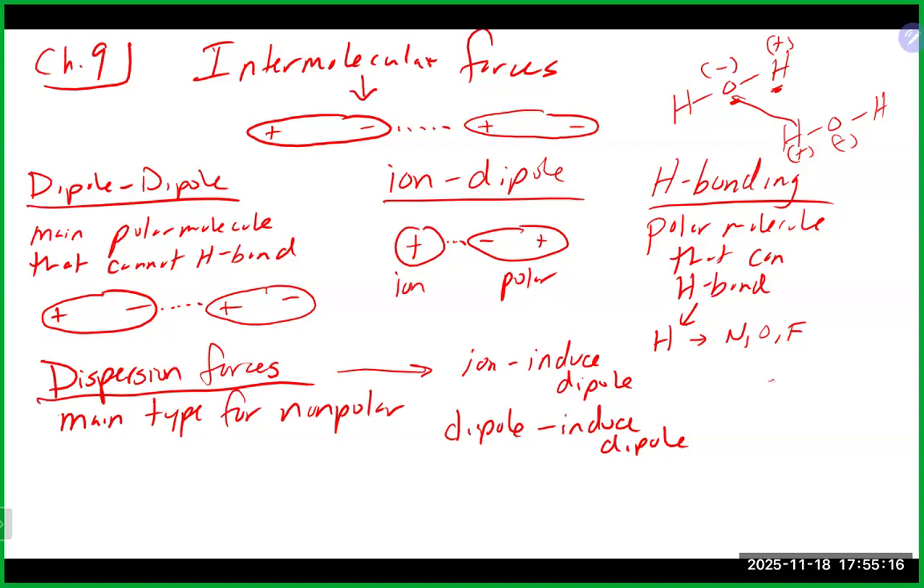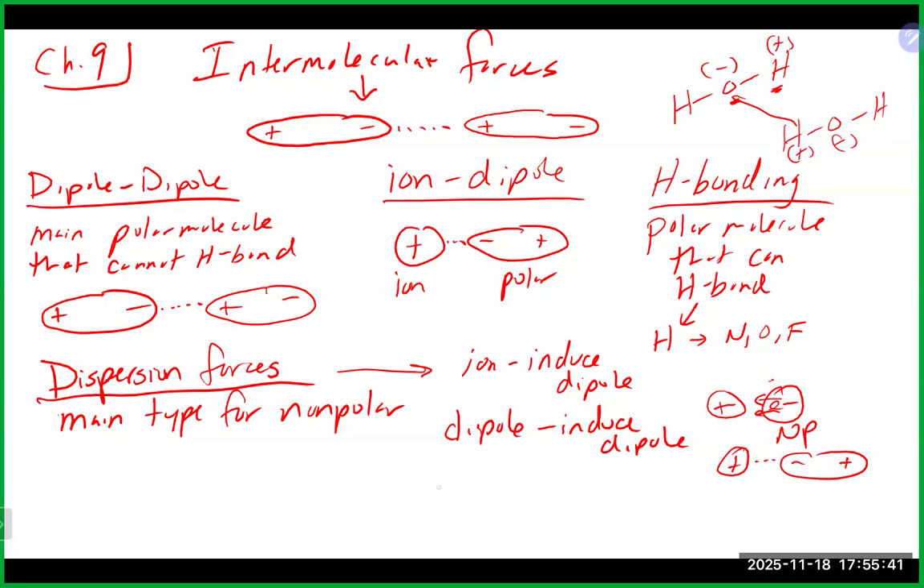And that's pretty much the deal. Like if you have a nonpolar molecule and you roll up an ion next to it, temporarily the electrons in this guy are going to be attracted to that ion. And now you will get a separation of charge in that nonpolar molecule in a way for those to temporarily interact with one another.